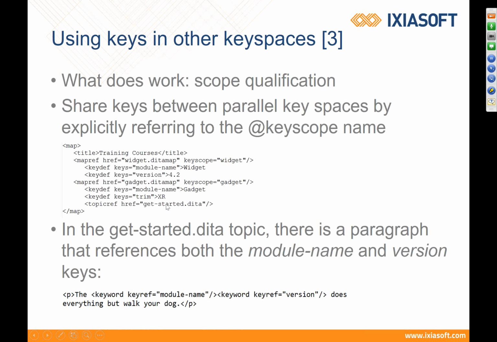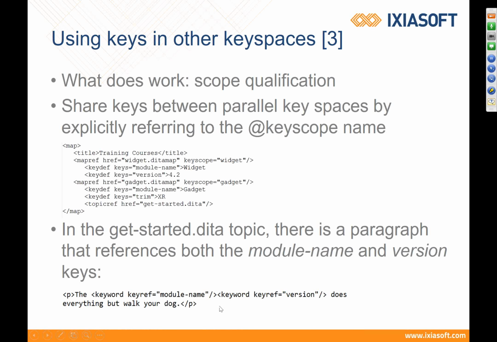So here's the same map, or similar map, that we looked at a little earlier. In the Get Started topic, there's a paragraph that references the module name and the version key. The module name key is defined in widget DITA map, and it's also defined in gadget DITA map. But the version key is only defined in the widget DITA map. It's only inside of the widget key space. But the Get Started topic is inside of the gadget key space.